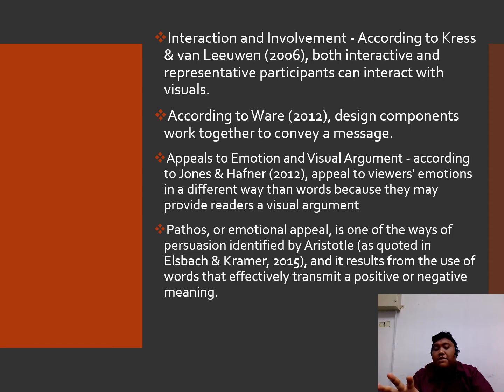Related to that, we have the appeals to emotion and visual arguments. According to Jones and Hafner 2012, images appeal to viewers' emotions in a different way than words because they may provide readers with visual arguments. In this case, we have pathos, or emotional appeal. It's one of the ways of persuasion identified by Aristotle, mentioned by Elsbach and Kramer 2015, and it results from the use of words that effectively transmit a positive or negative meaning.